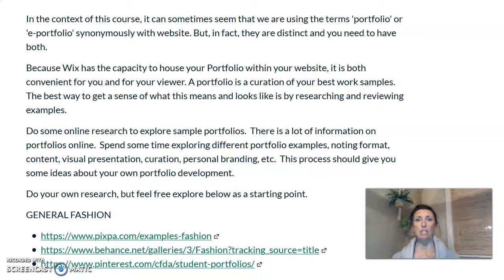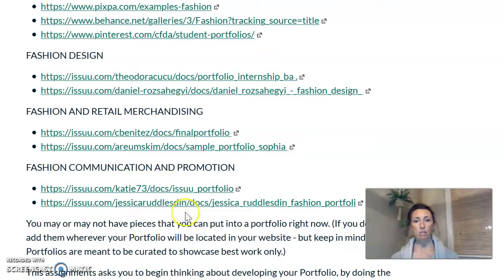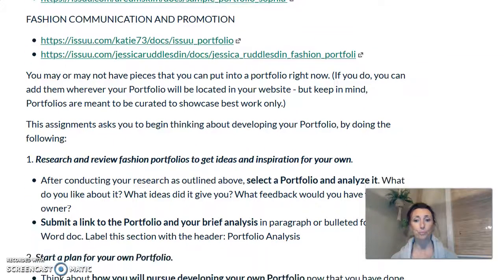So for this assignment, what I'm going to ask you to do is to just really start thinking and planning about this portfolio and what it will evolve into. So the first thing you're going to do is do some research and look at some examples to get ideas and inspiration. Okay, so there are a lot of links here that you can look at and use, but you can certainly do your own research too.